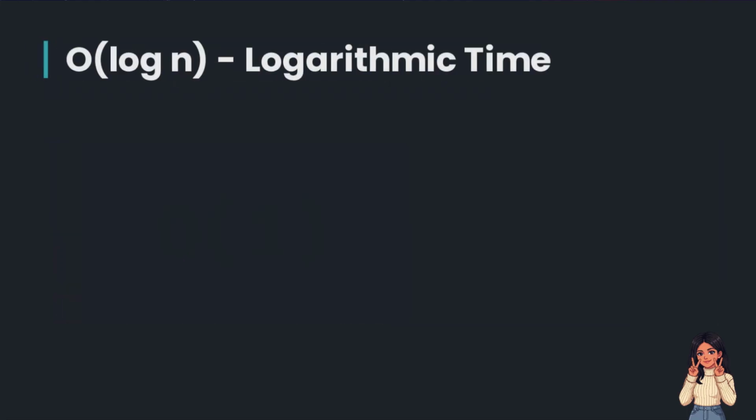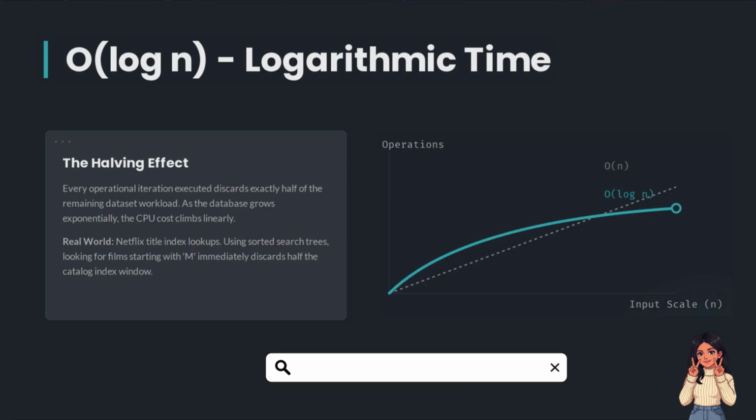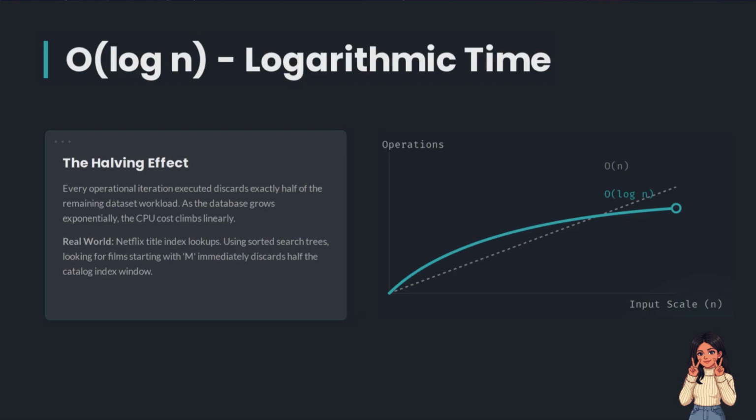Next up is O of 1's closest competitor, O of log n, or logarithmic time. In a logarithmic algorithm, every single step your code takes cuts the remaining dataset in half. It is incredibly powerful because as your data grows exponentially, your execution time only grows linearly. Think about how search functionality works when you're looking for a specific movie on Netflix. If Netflix had to scan through every single title in its catalog line by line from A to Z, searching would feel painfully sluggish.